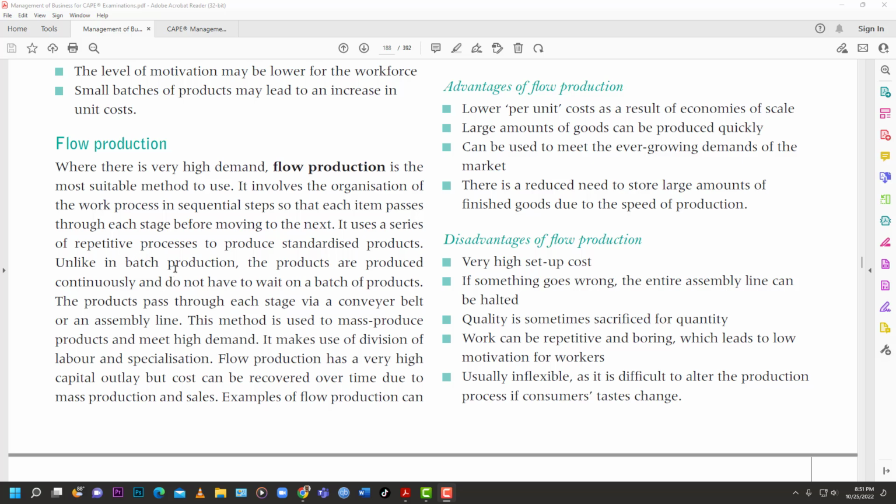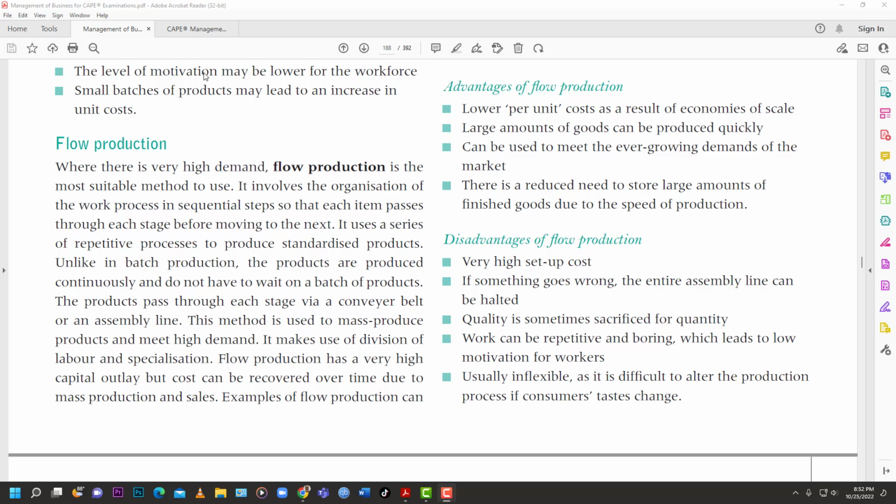Unlike batch production, the products are produced continuously and do not have to wait on a batch of products. So they're saying here that flow is the same product straight through. Remember, in batch, it's in groups. Remember the example I gave. Let's say you're doing a batch of customizable jerseys. When that amount is done, let's say you have an order for 1,000 customized jerseys or t-shirts. When that 1,000 is finished, you have to go on to a next batch, a next set.